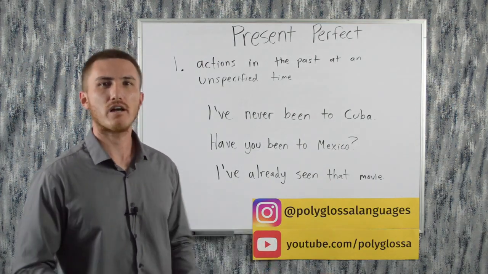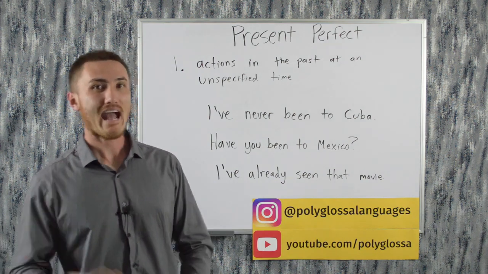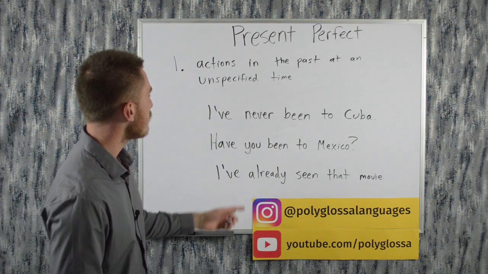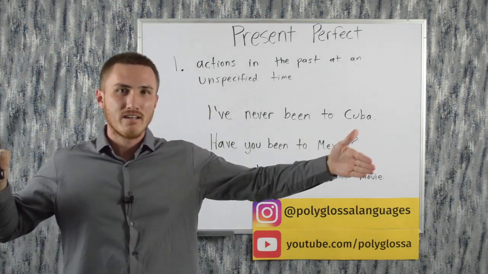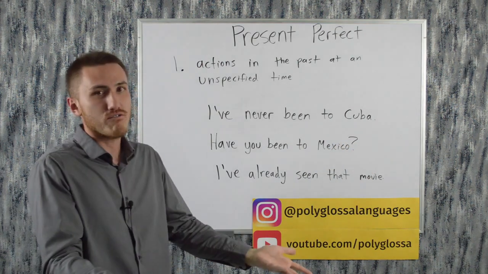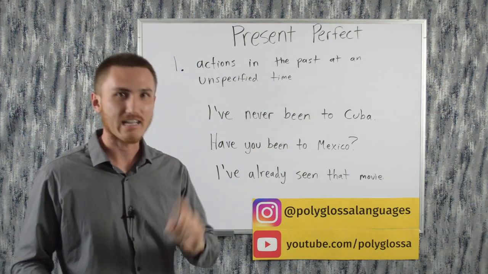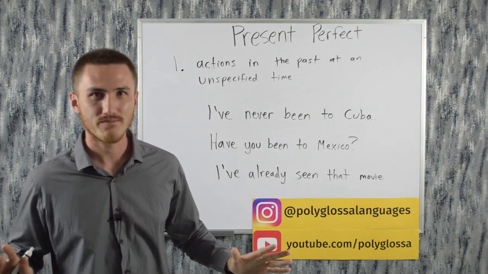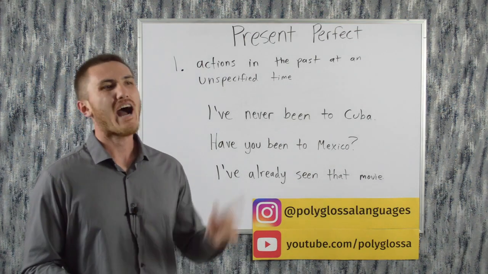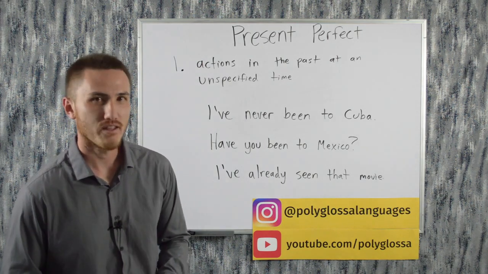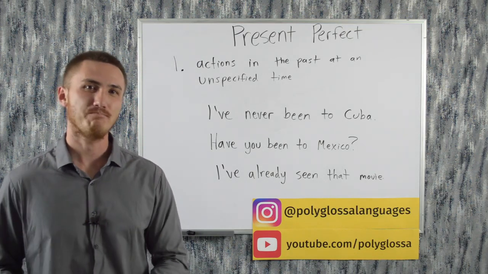But if I'm just talking about a movie in general that I have or haven't seen, I'm going to use the present perfect because I'm talking about my whole life, right? I've already seen that movie in my life before. Maybe 10 times, maybe 1 time. Who knows? It doesn't matter, right? But I could say, for example, oh, I saw that movie last month, because now I'm talking about a specific time.